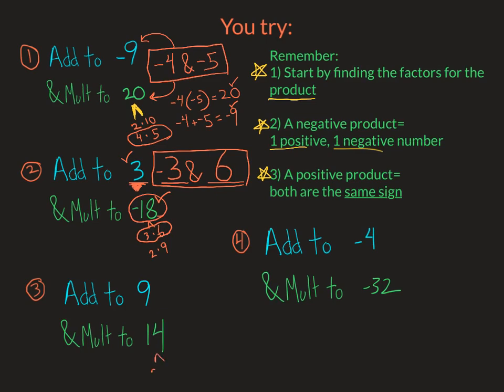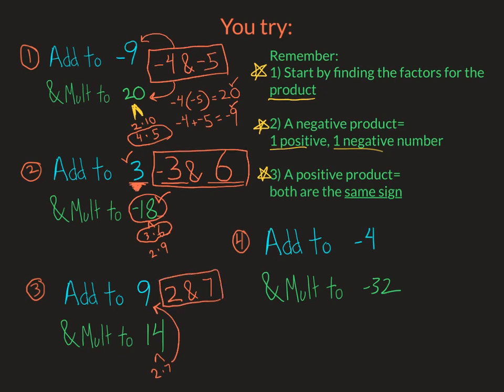14. Well, that's super simple. It's 2 and 7. Let's check. That one solved itself. Since it's a positive 14, their signs have to be the same. Then clearly to make positive 9, they must be positive 2 and positive 7. They'll add to positive 9.